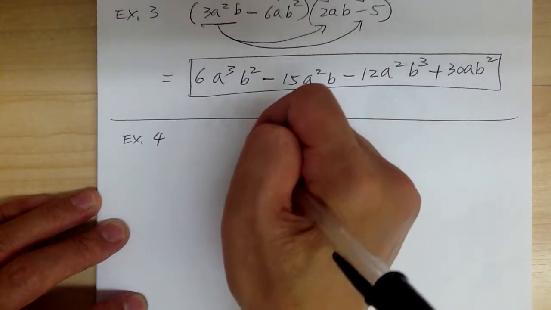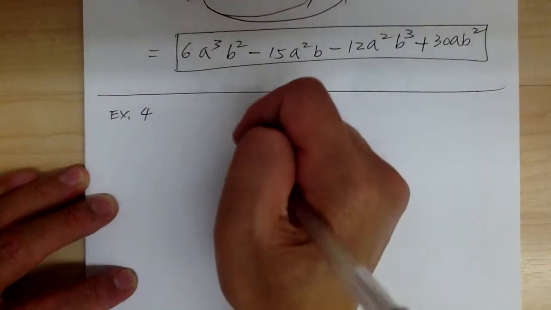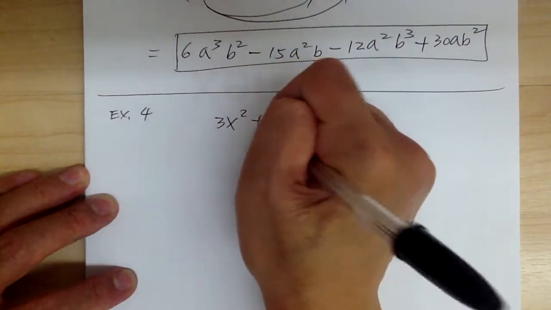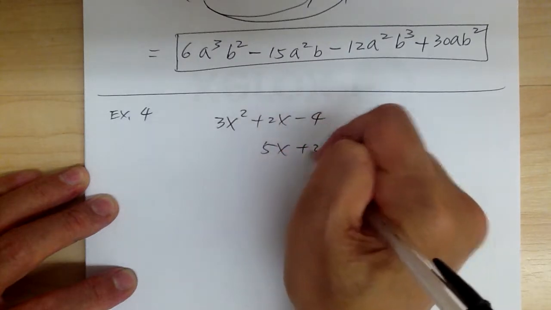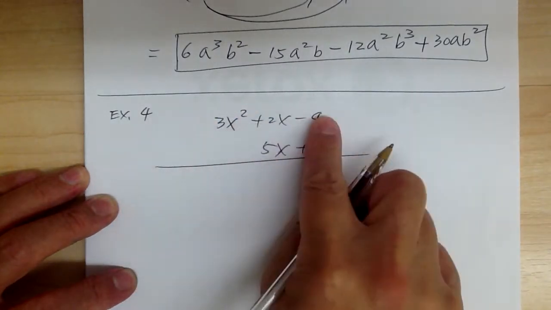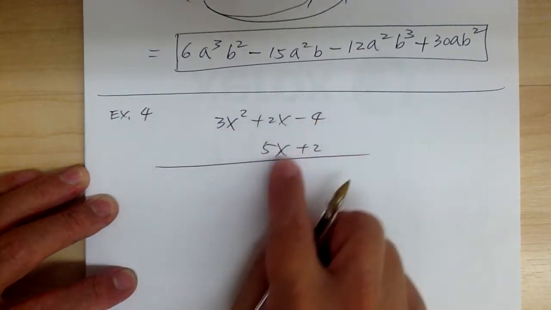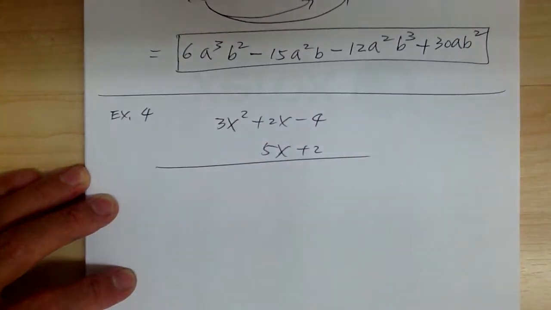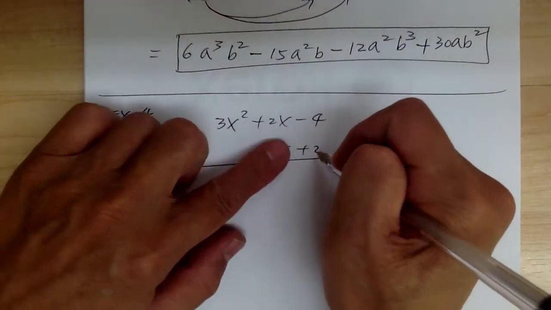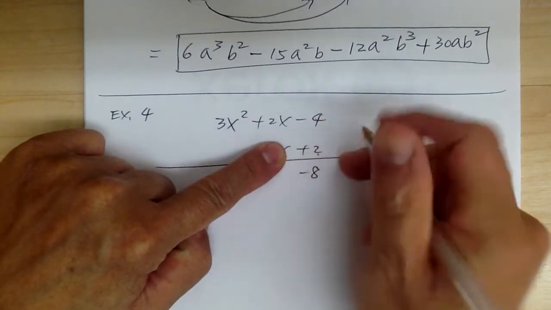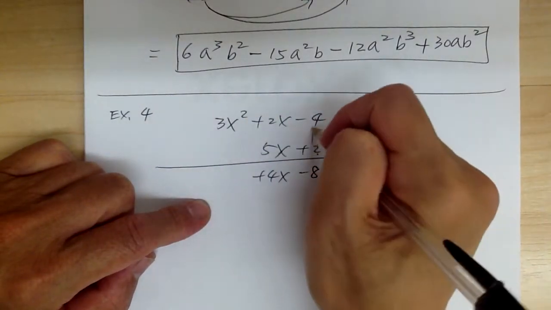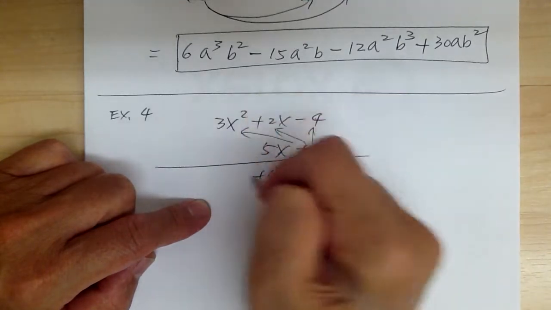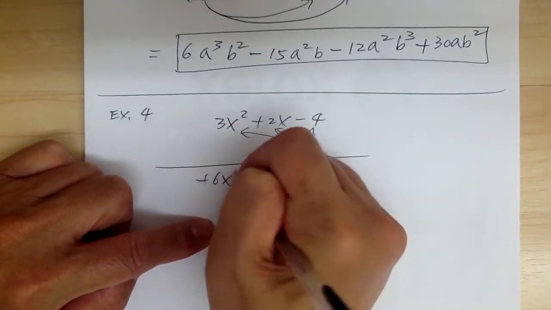So when you multiply example 4 using vertical method, you got 3x squared plus 2x minus 4, and you got 5x plus 2, right? So just like, think of this like 3 digits, like think of this like 324, and this is 52, so you have to multiply, right? So use this one to multiply. So 2 times negative 4 is negative 8, and this one times that will give you plus 4x. So this times that, right? So you have to do that, right? And this will give you plus 6x squared, right?